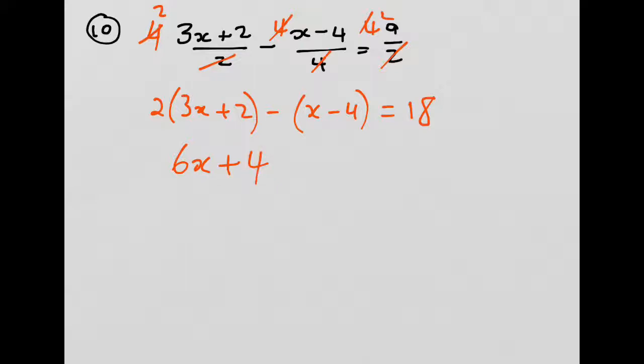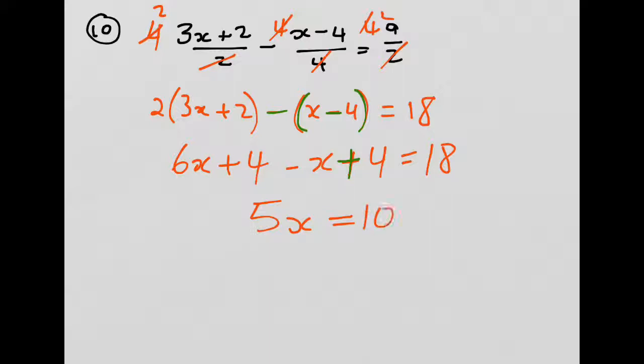Now I'll remove the brackets. 6x add 4 minus x add 4 equals 18. Now you can see the reason why I had the brackets there, because the negative sign on the outside and the negative sign on the inside turns that into a positive. Tidying up gives us 5x equals 18, take off 4, take off another 4, 10, x must be 2.